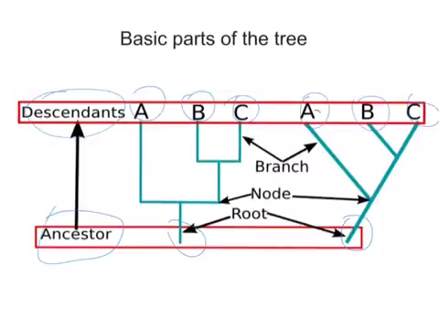Also, what we can see here is that the branches of the tree, right here, those are the ones that diverge out from the nodes. And a node is where the branches break off. So both of these are nodes in this slide. And then the roots of the tree is obviously where the ancestors are.